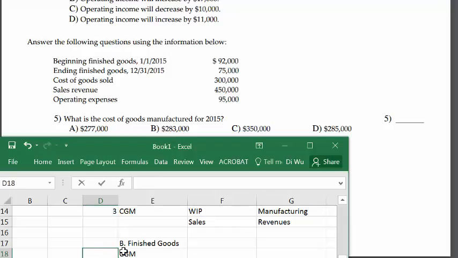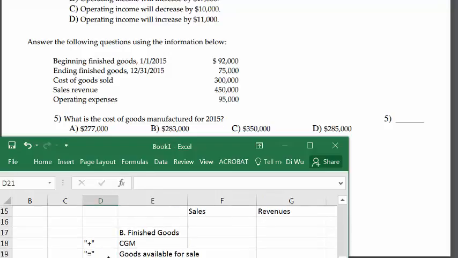Sorry, let me make changes. So then together we have the so-called cost of goods available for sale. Then we can minus the so-called CGS, to find out the ending inventory of finished goods.